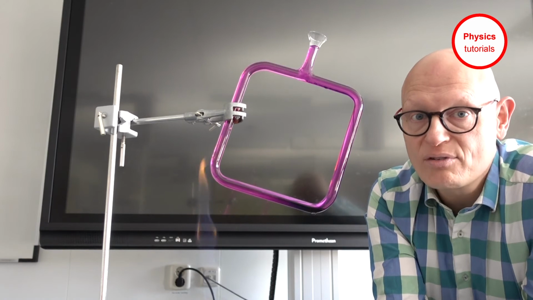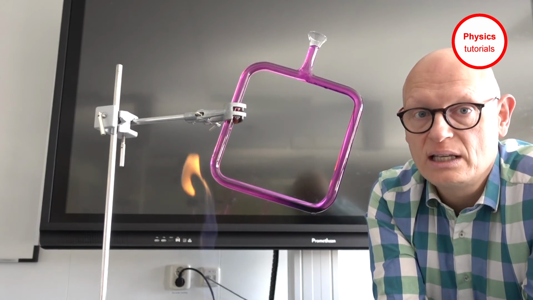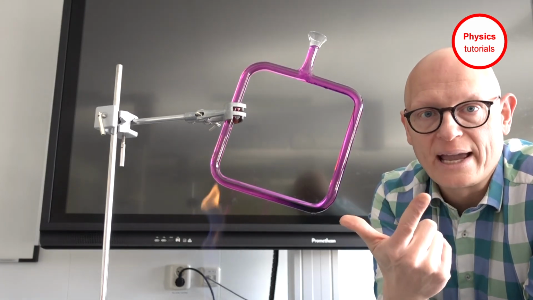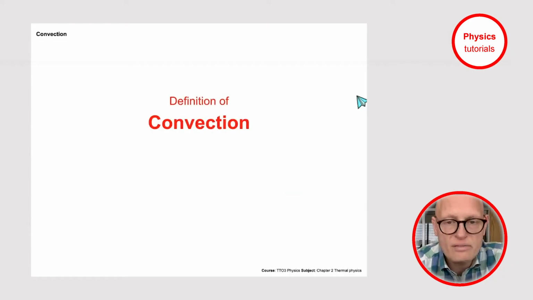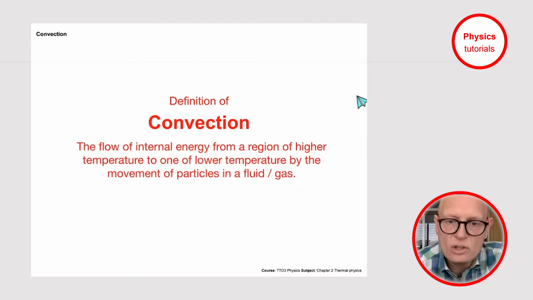And you can have convection whenever you are dealing with a liquid or a gas. The definition of convection is the flow of internal energy from a region of higher temperature to one of lower temperature by the movement of particles in a fluid or gas.